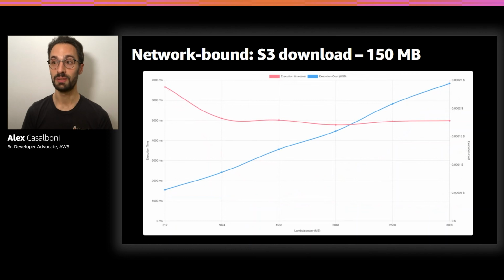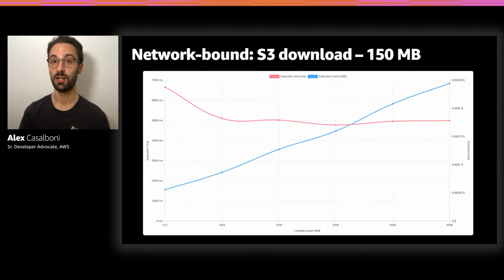On the other hand, if you're downloading a lot of data from S3, this is not a recommended workload. Now you have even EFS support, but if for any reason you need to download a lot of data from S3, it's a similar pattern to the third-party API. Execution time is pretty flat, and the cost is always going up.